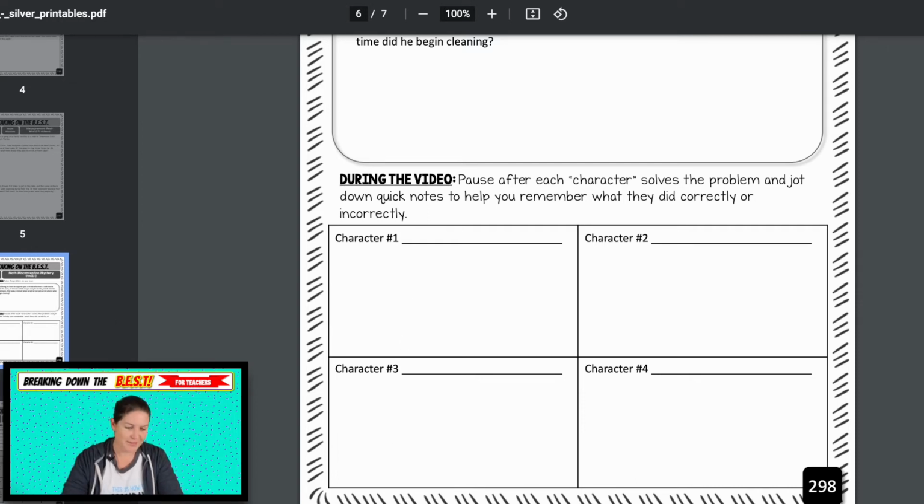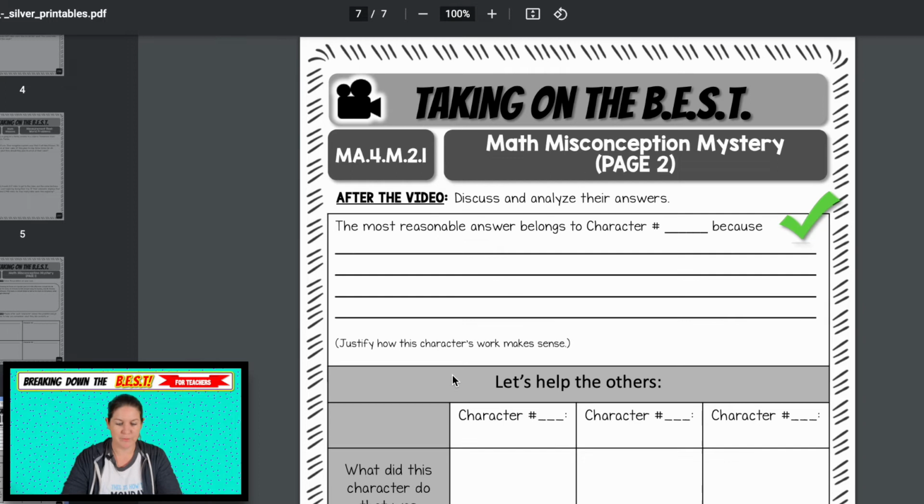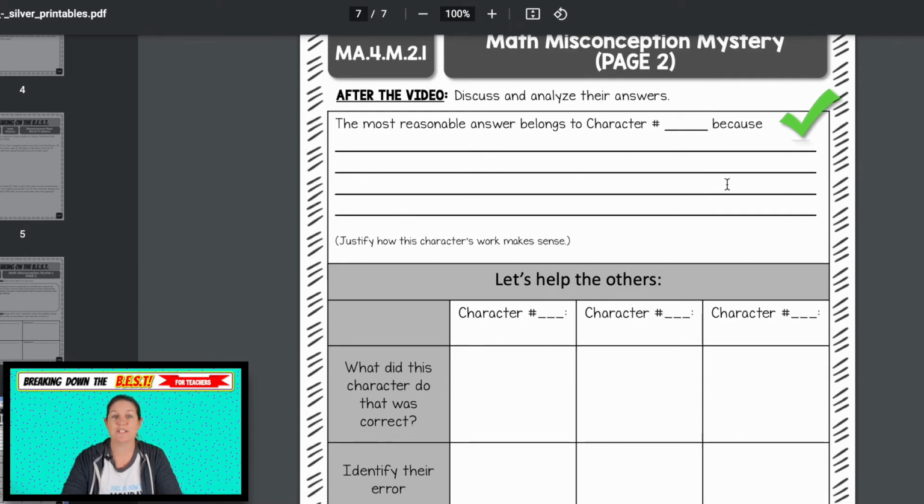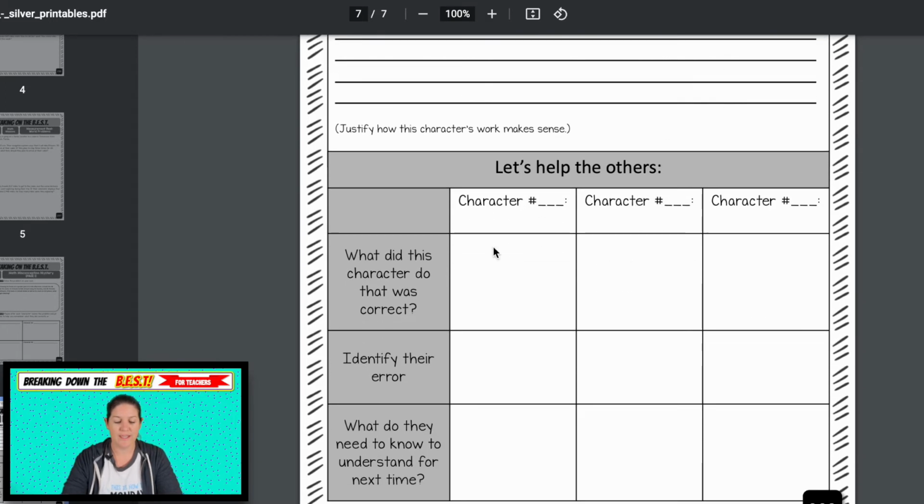It's super fun. After they watch that, they'll fill out their detective report and determine who the most reasonable answer belongs to, and then evaluate the work of the others. So that is fun.